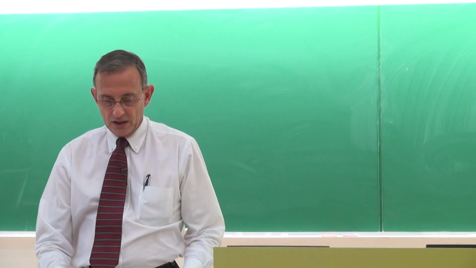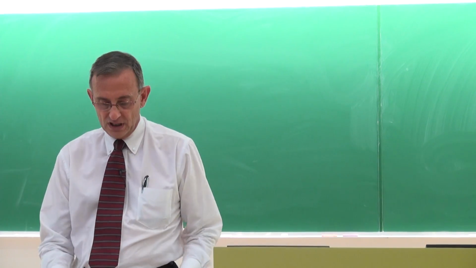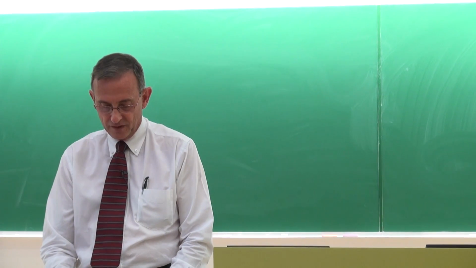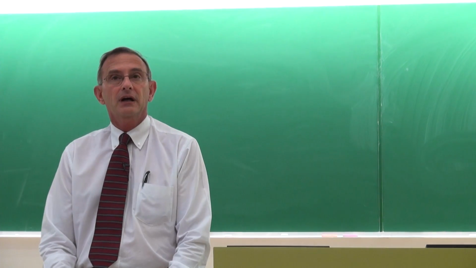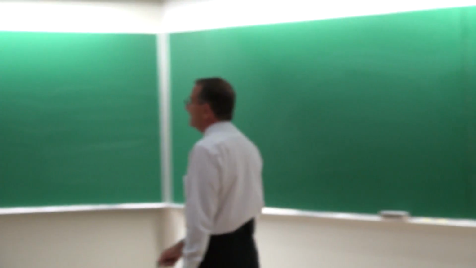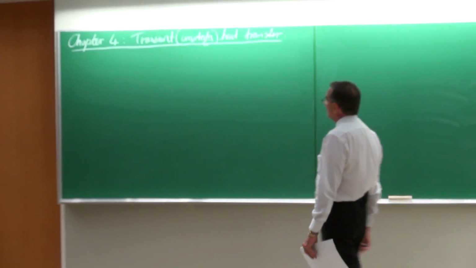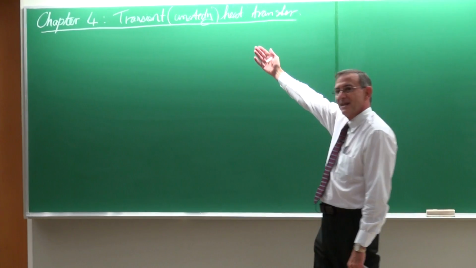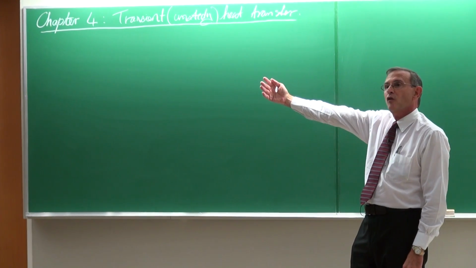Ladies and gentlemen, let's continue with chapter 4 in the textbook of Cengel and Ghajar, Heat and Mass Transfer, the 5th edition, chapter 4. So chapter 4 is on transient heat transfer. Now what do we mean with transient? Transient means unsteady. It changes as a function of time.